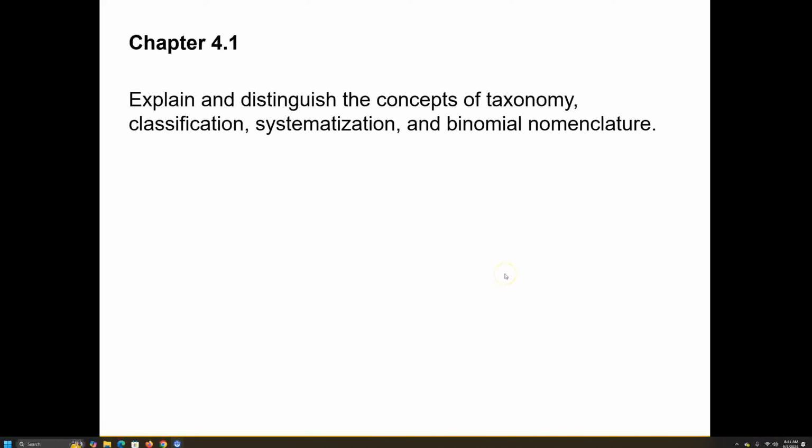Okay, this is chapter 4.1 from Animal Diversity, and for this chapter, at the end of this, you should be able to explain and distinguish the concepts of taxonomy, classification, systemization, as well as binomial nomenclature.